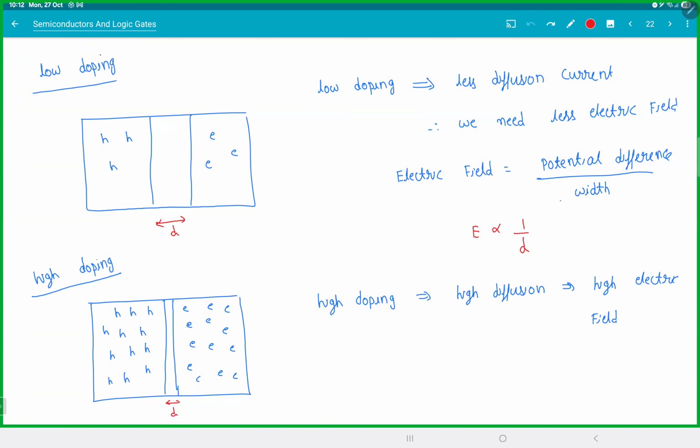Is this clear, everyone? So the forbidden gap's width will depend on what is your impurities' concentration. The more impurities you add, the smaller the gap. Less impurities, bigger the gap. Clear with this?